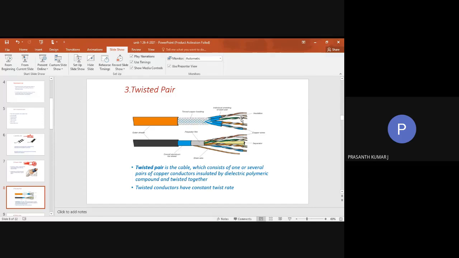Okay, so these twisted pairs are used in transmitting signals from one place to another place. Even the wires we use inside our home for connecting the fan, tube lights, all these devices, they are using twisted pairs. So this is an example of twisted pairs. They are having two conductors.